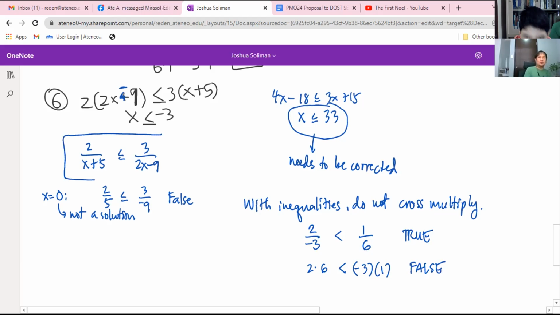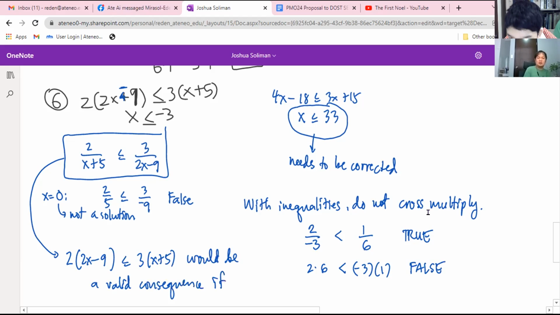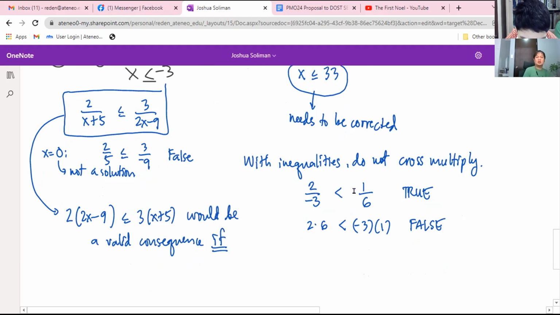And in 2 over x plus 5 less or equal to 3 over 2x minus 9, okay, 2 times 2x minus 9 less or equal to 3 times x plus 5 would be a valid consequence if x plus 5 and 2x minus 9 are both positive. But what if they're not?